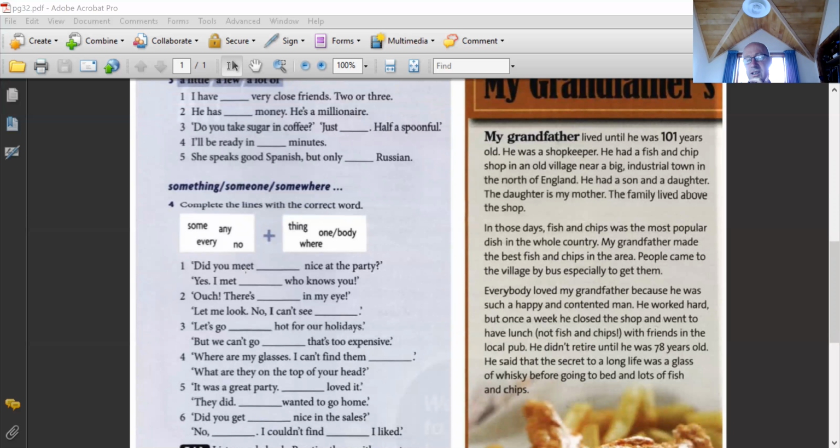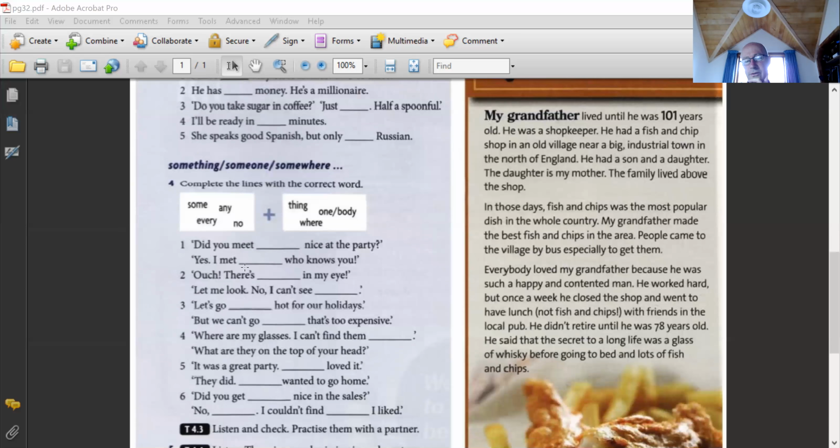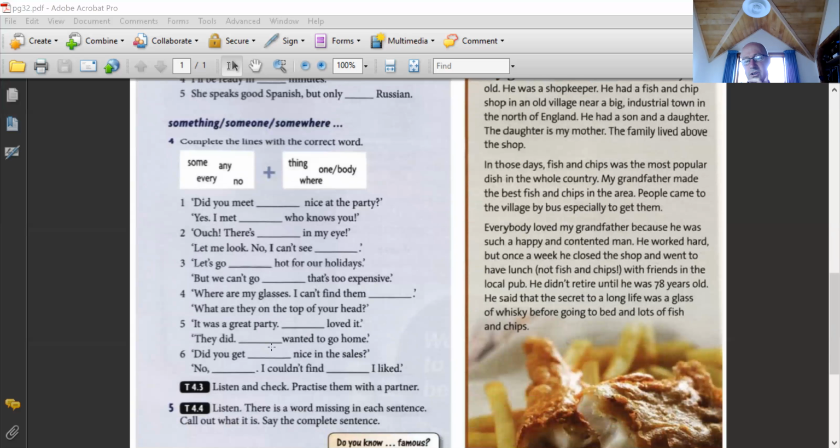So, did you meet nice at the party? So what are we going to put in there? Did you meet someone nice at the party? Did you meet anyone nice at the party? Did you meet everyone nice at the party? Did you meet no one nice at the party? Which word do you think goes in here? So have a look for all of these. You're going to have to make a word that goes in.